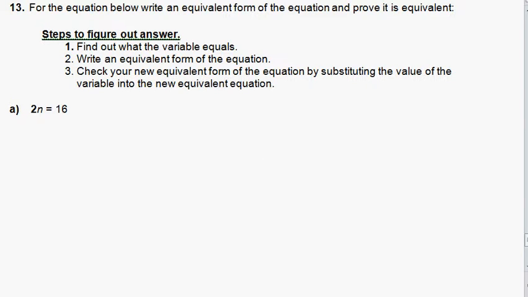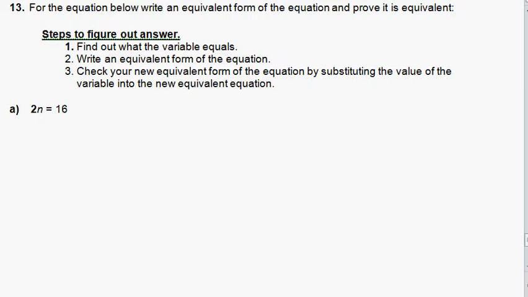In this question, we have an equation written below, and we're supposed to write an equivalent form of the equation and prove that it actually is equivalent. Alright, so we got some steps. Step 1 is find out what the variable actually equals. So, take a look at the equation here.